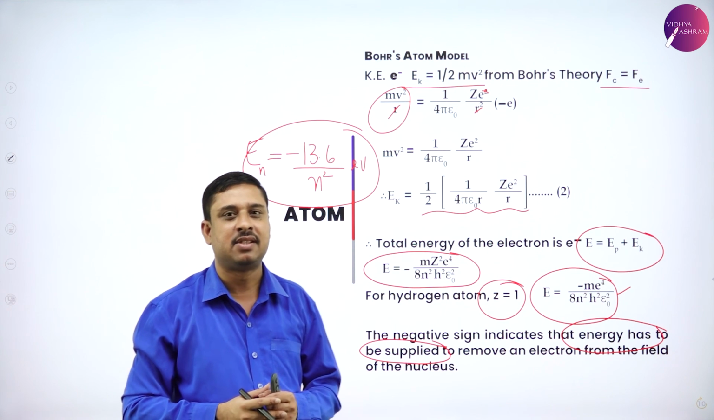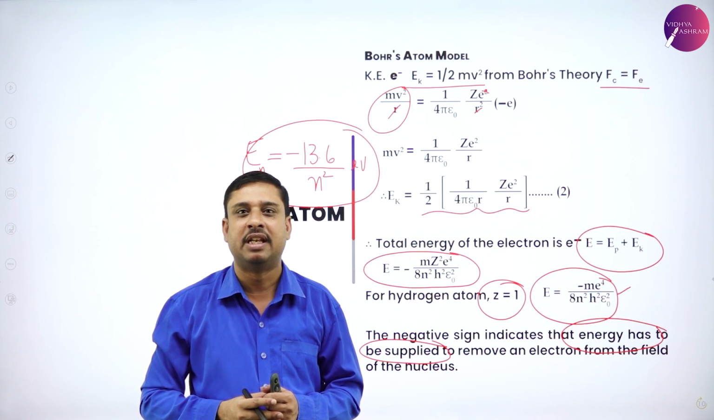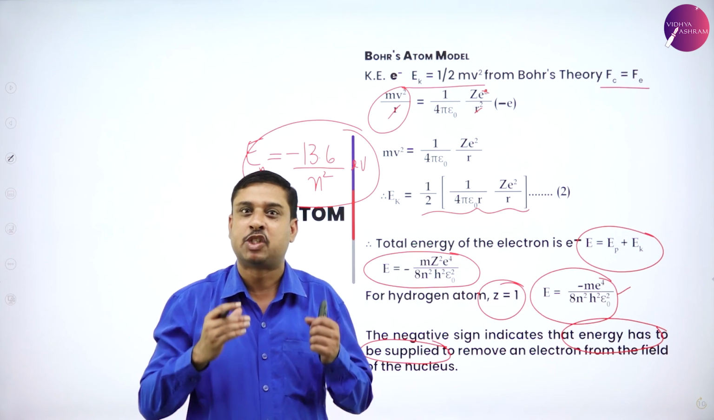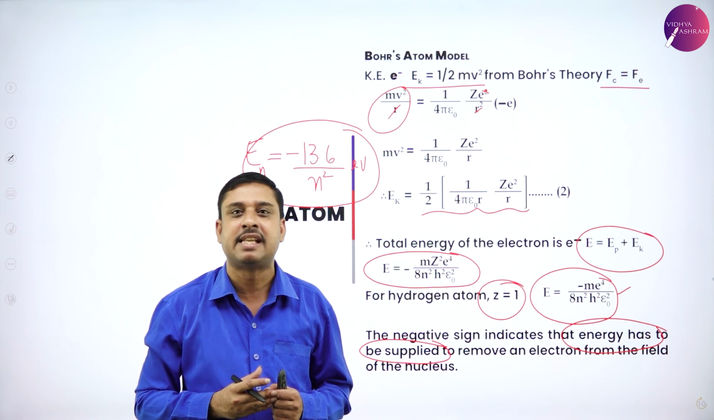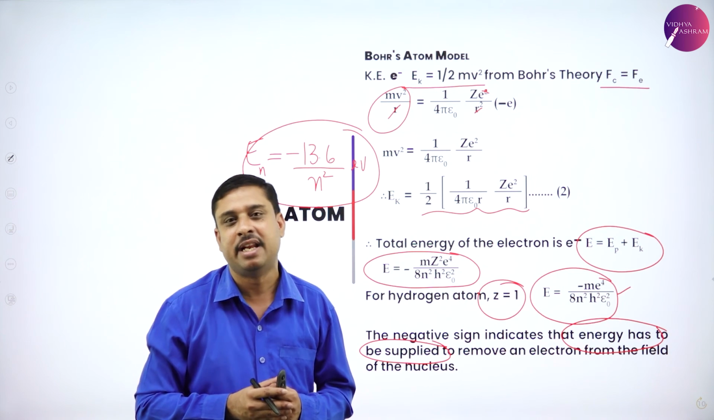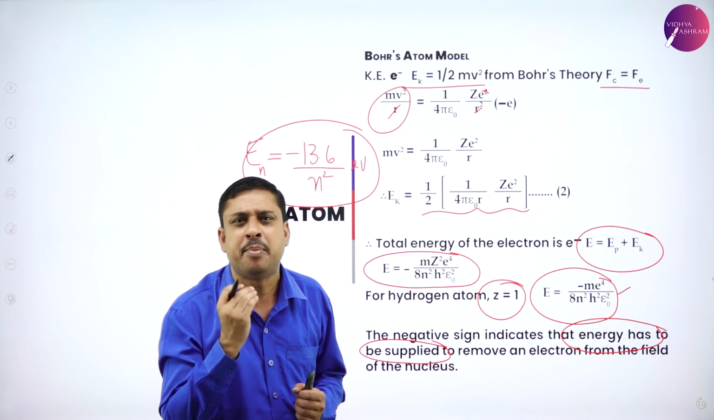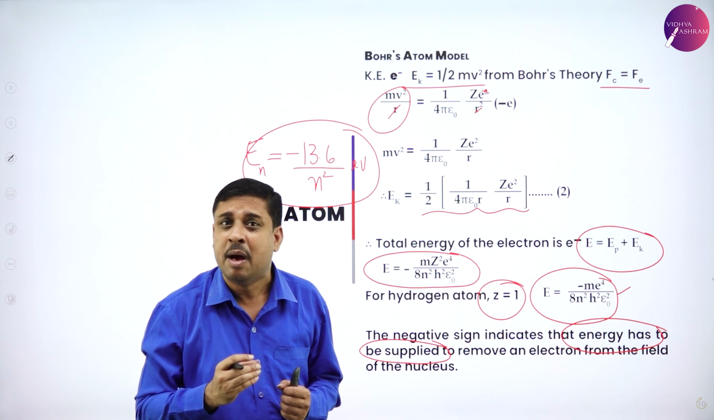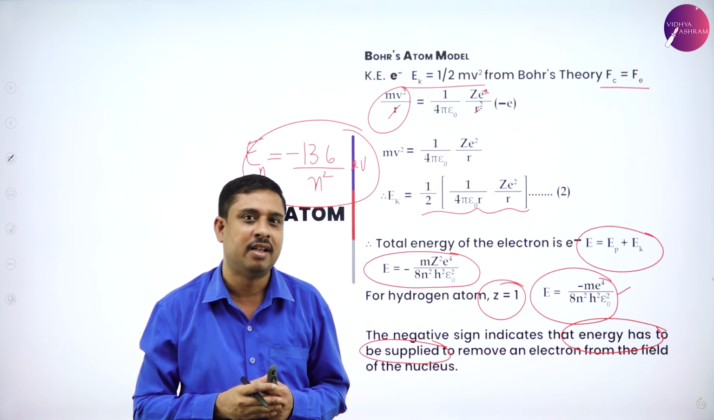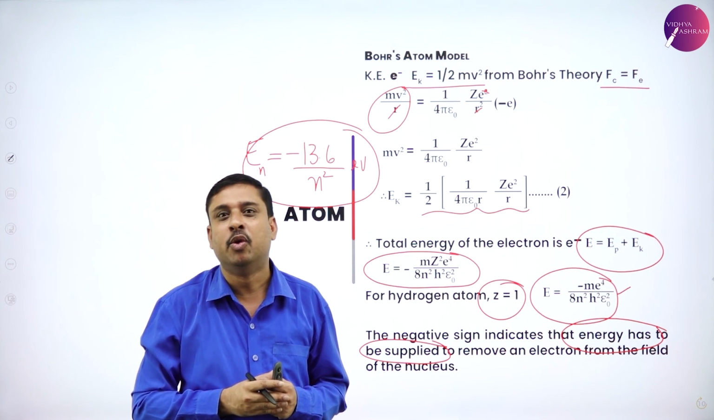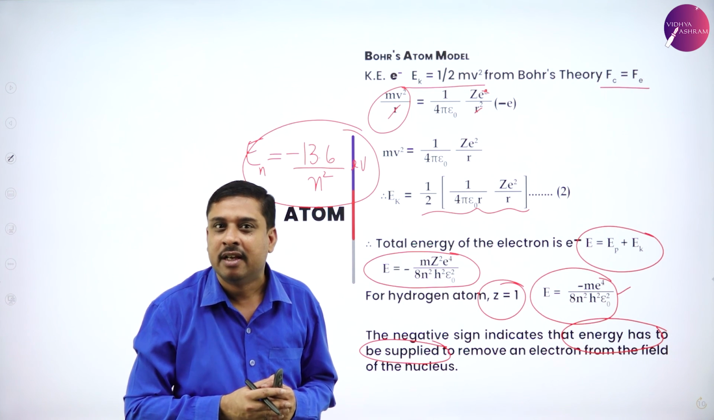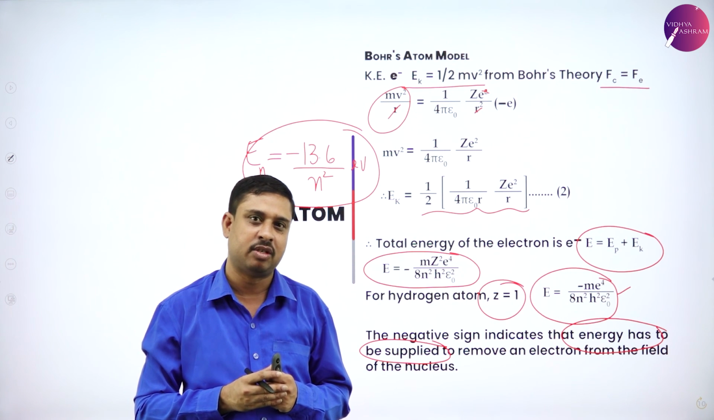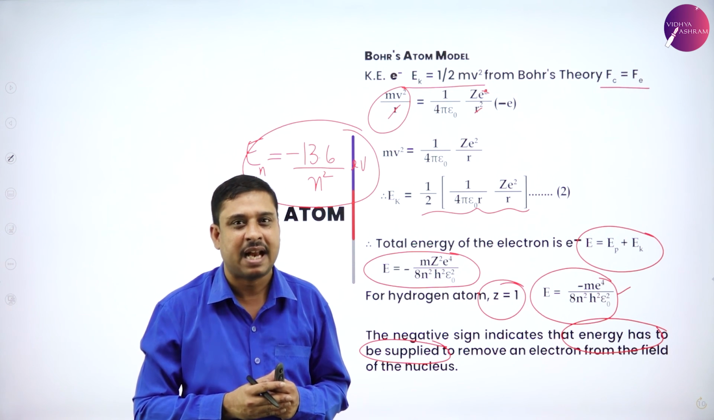So my dear students, in today's session we have worked out the expression for radius, expression for orbital velocity, expression for total energy. Please take a pen and paper, practice these derivations. They are all mark earners for you all. In the next session I'll be doing the expression for the wave number of spectral lines in the hydrogen spectrum. Until then, have a nice time.